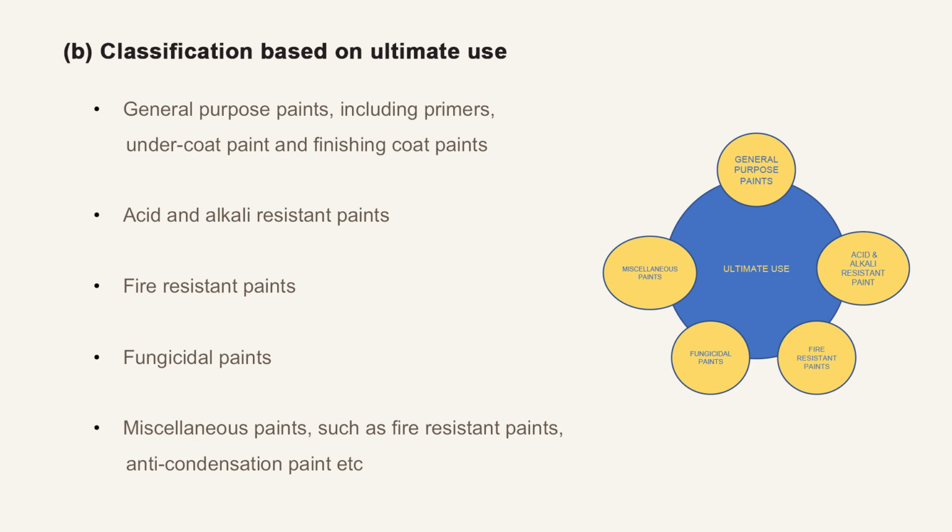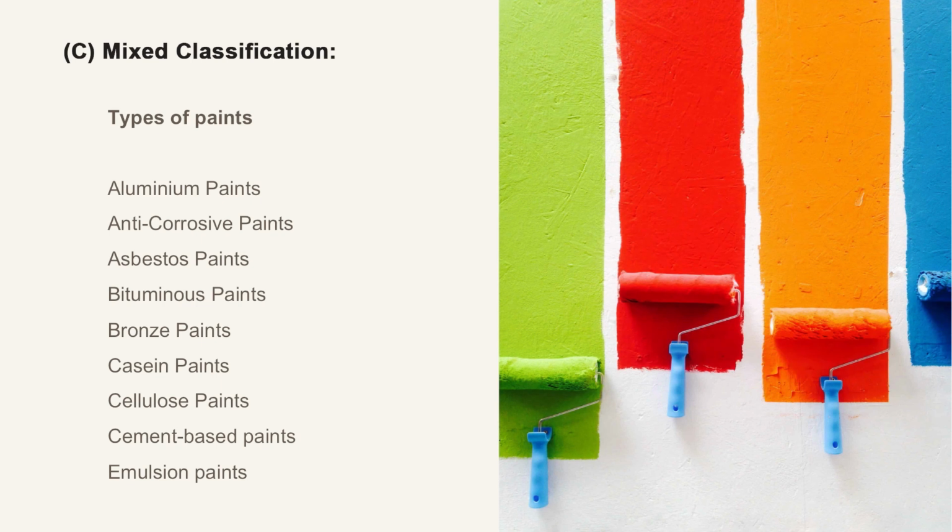Next, we have fungicidal paints. These help prevent mold and mildew, perfect for damp areas. Next, we have miscellaneous paints. This includes specialized paints like anti-condensation and additional fire resistant paints. And lastly, we have mixed classification that covers a variety of specific types of paints.